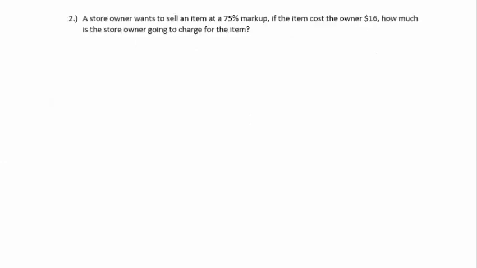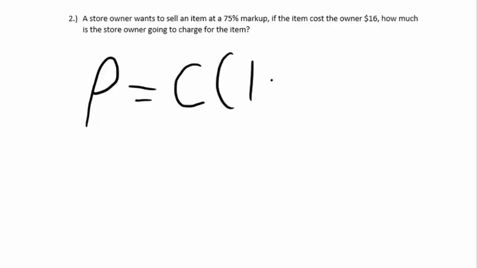Here we have another problem where a different store owner wants to sell an item at a 75% markup. If the item costs the owner $16, how much is the store owner going to charge for the item? We would use the same markup formula as before of price equals cost times 1 plus the markup.